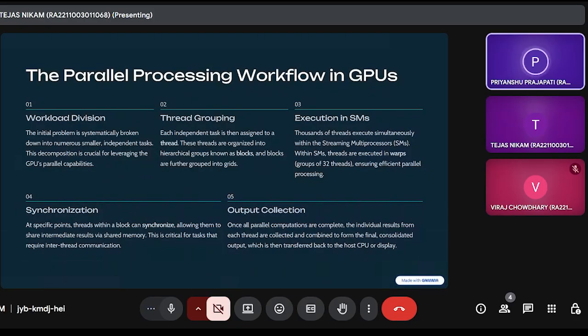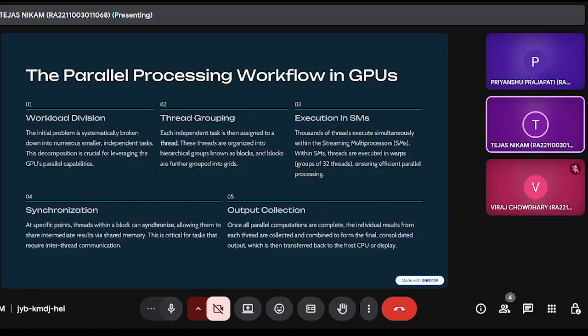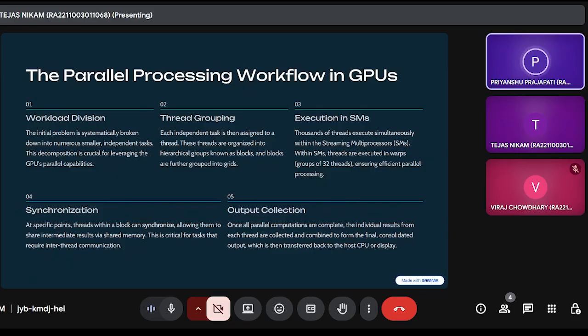So the parallel processing, which is the main function of a GPU, works like this. Workload division: the initial problem is systematically broken down into numerous smaller independent tasks. This decomposition is crucial for leveraging the GPU's parallel capabilities. Grouping of threads: each independent task is then assigned to a thread. These threads are organized into hierarchical groups known as blocks, and blocks are further grouped into grids.